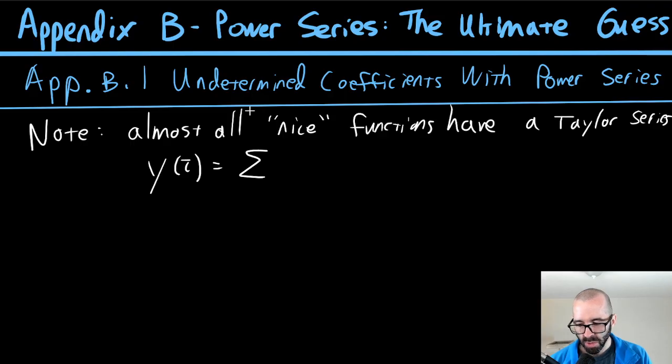Okay, so we're going to write that as the sum from n equals 0 all the way to infinity of just a bunch of coefficients times t raised to that exponent. So it's just an infinite degree polynomial.